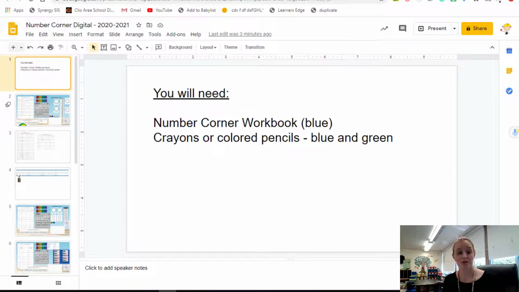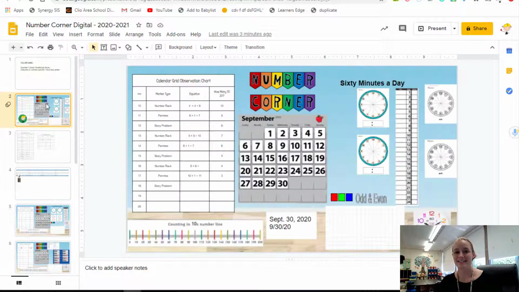For Number Corner, you're going to need your Number Corner workbook, which is your blue book. You're going to need crayons or colored pencils. You're only going to need the colors blue and green. So go ahead and pause me until you're ready with those materials. All right, now let's get started.